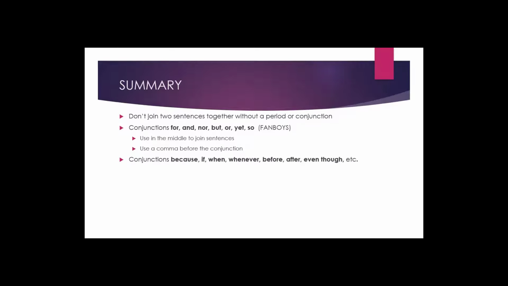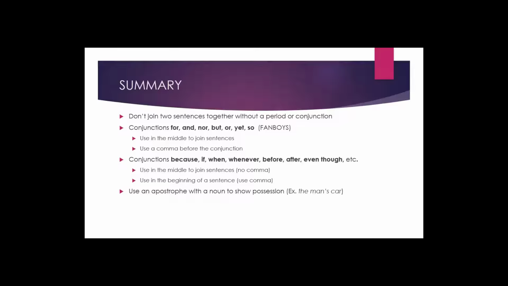We also have conjunctions like because, if, when, etc. And we use these either in the middle to join two sentences, and we use no comma in that case. Or we can start the sentence with these conjunctions, and in that case, we do use a comma between the two sentences. We talked about apostrophes and how we use an apostrophe with a noun to show possession. For example, the man's car, it's the car belonging to the man. And making a special note about its, right? So its means belonging to something, but it's with an apostrophe represents two words, it is. And finally, we mentioned that we don't want to use an apostrophe with plurals. So two books does not use an apostrophe.